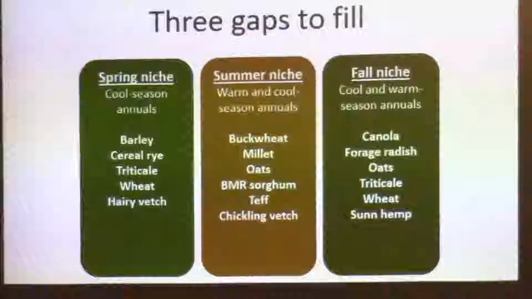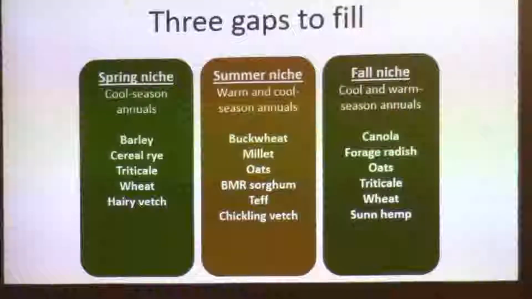And so here are the species that we've been investigating. These are the annual forage crops. So we've got 5 species that we've been looking at to fill this spring niche, we'll call it. 6 species to fill this summer niche. And then another 6 species to potentially fill this fall niche in the growing season. And you can see that some of the species are repeated in some of these niches, right? So we've got oats in those 2 niches.